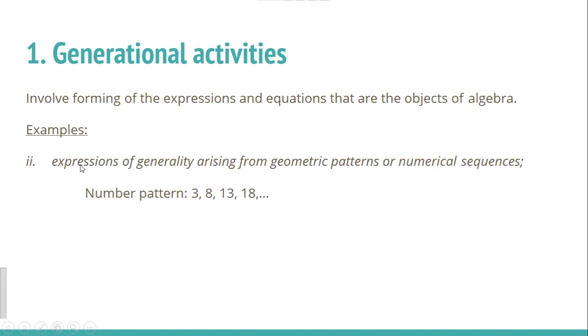Secondly, we have the example of expressions of generality arising from geometric patterns or numerical sequences, such as this number pattern. In this number pattern, the difference from one number to the next number is the addition of 5. As you can remember, if it increases by 5, we are interested in looking into the multiples of 5. Hence, our expression will involve 5n. In multiples of 5, the first term is 5. To compare that first term to this first term 3, we need to minus 2. Hence, our expression for this number pattern is 5n minus 2.